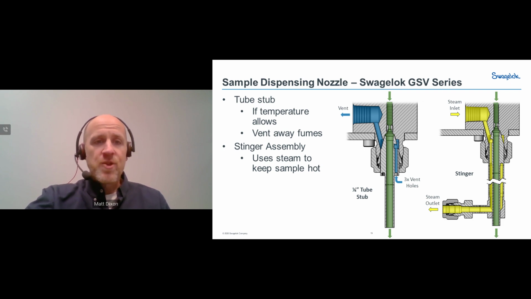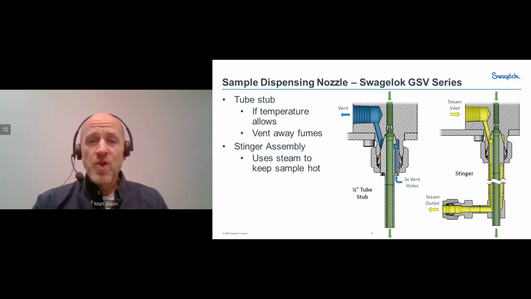But of course, as your sample is going down through that tube stub, it's going to cool. So how is that going to impact you? Is it going to cool enough by the time it exits that tube stub to where it could potentially start to solidify on the walls and plug things up? So another option would be to use what's called a stinger. Now with the stinger, you again have a tube stub on the inside, but around that you have a steam jacket. So you would use a steam tracing around the outside.